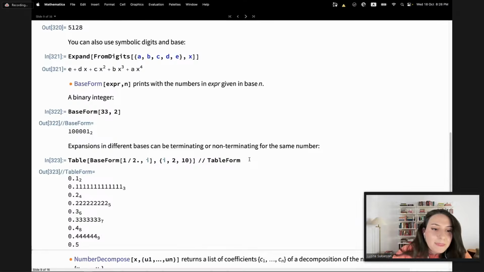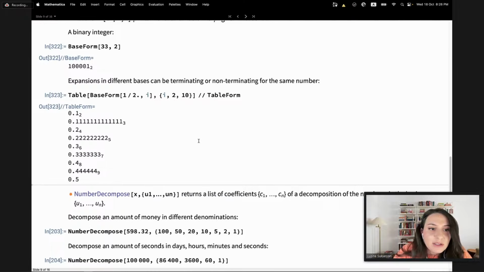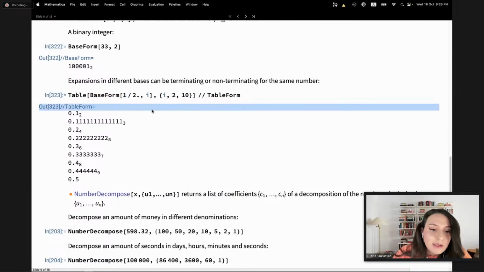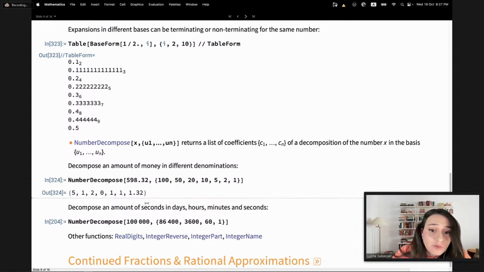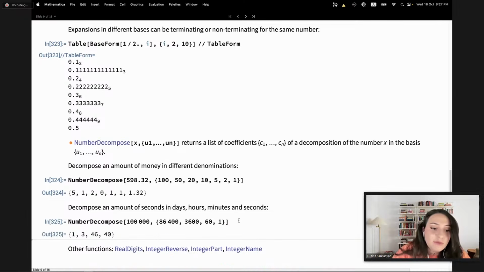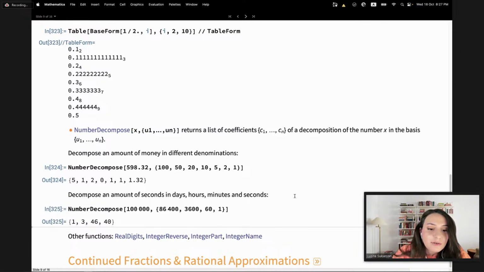We can do a nice table and see that expansions in different bases can be terminating or non-terminating for the same number. You know, we just change the bases, but the number is the same here. NumberDecompose is another function. It returns a list of coefficients of a decomposition of the number x in the bases u1 to un. So, for example, we can decompose an amount of money in different denominations by doing this, and it returns a list of coefficients. Or we can decompose an amount of seconds in days, hours, minutes, and seconds by doing this. Other functions are RealDigits, IntegerReverse, IntegerPart, IntegerName.